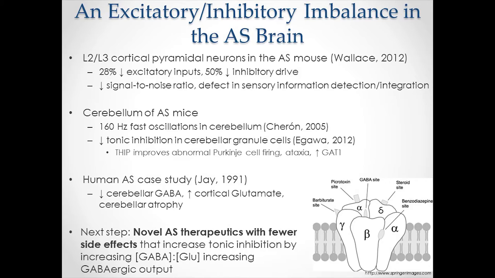First, it was seen in the cortex, in the L2, L3 cortical pyramidal neurons specifically, that there was a decrease in excitatory inputs, but a resulting more significant decrease in inhibitory drive onto these neurons. So this created this excitatory-inhibitory imbalance and an overall increased excitation or decrease in inhibition. So this can lead to a decreased signal-to-noise ratio, which can obviously affect detection and integration of sensory information.